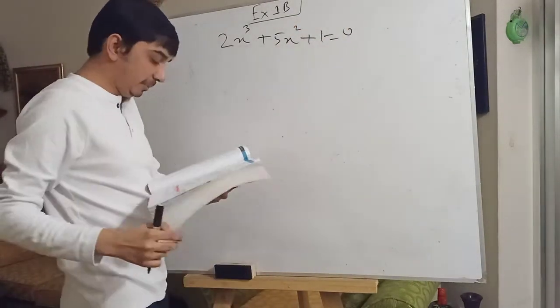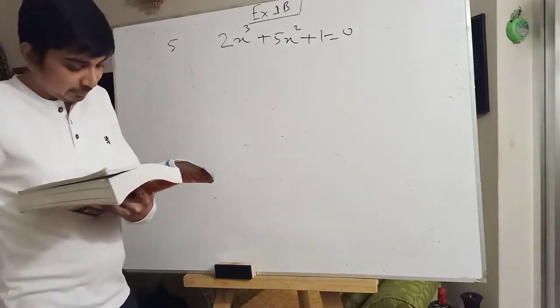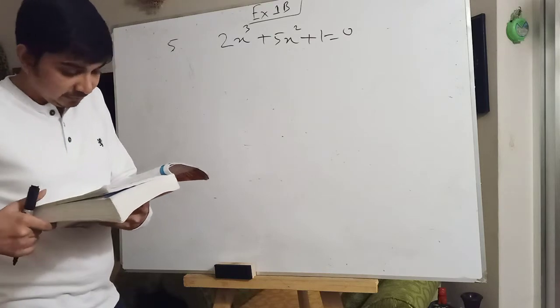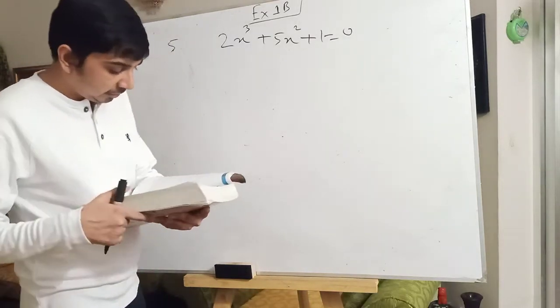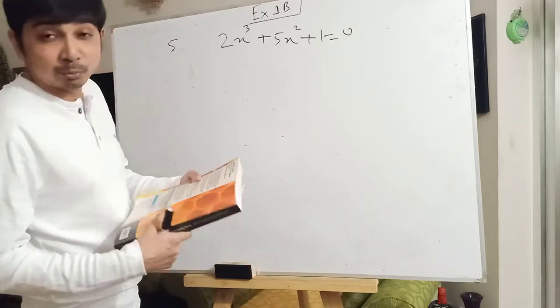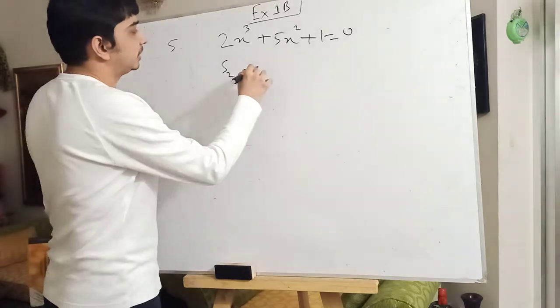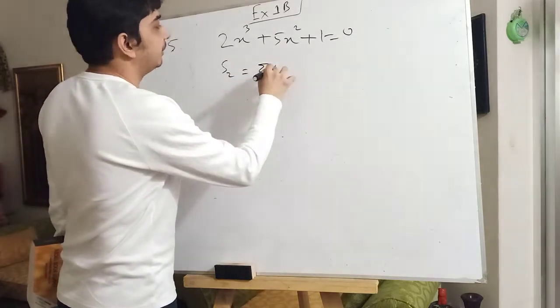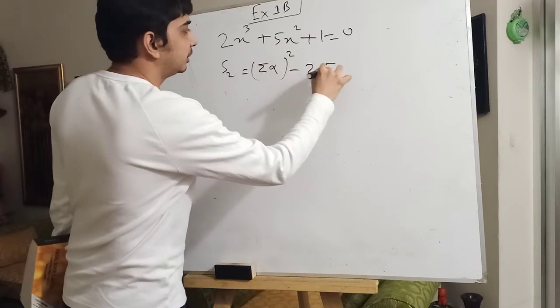So the roots are alpha, beta, gamma. Sn is alpha to the power n plus beta to the power n plus gamma to the power n. So you have to find the value of S2 and S3. First, S2. S2 is what? Alpha square plus beta square plus gamma square. So S2 basically is summation of alpha, so alpha plus beta plus gamma whole square minus 2 summation of alpha beta.